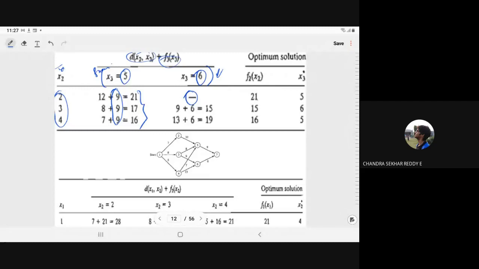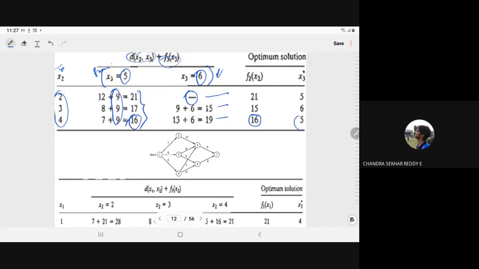And from city 3 and city 4, city 6 or node 6 is connected, so their distances are mentioned here. It is 9 and 13. So from the previous iteration, the optimal value for the 6 is the 6 only. So 9 plus 6, 13 plus 6, so it will give 15 plus 19. So what is the minimum? 21. What is the minimum between the 17 and 15? 15. What is the minimum of the 16 and 19? That is the 16. This 16 is coming from here.